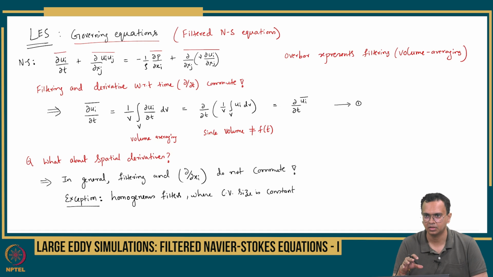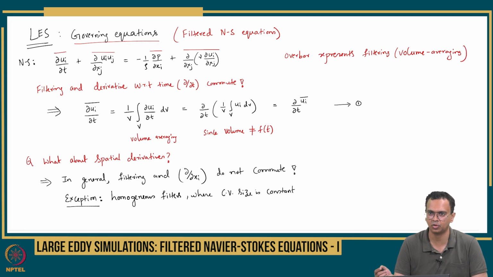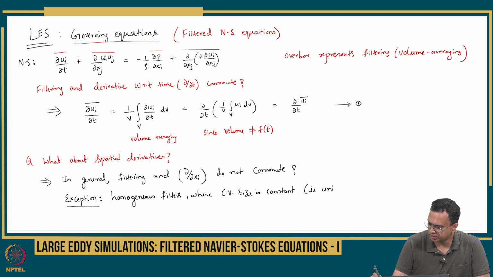Sometimes the filter size can be the same as the mesh size, sometimes it may not be, that's your choice, but the filter size cannot be smaller than the mesh size, right? You are volume averaging the data, so it can be the same as the mesh size or larger, 2 times, 4 times, like that. So if the control volume size, your mesh size, is constant, then this can be an exception. That is a bit rare. In engineering problems, we cannot afford to have an equidistant mesh or a constant control volume size everywhere. That is uniform grid spacing.